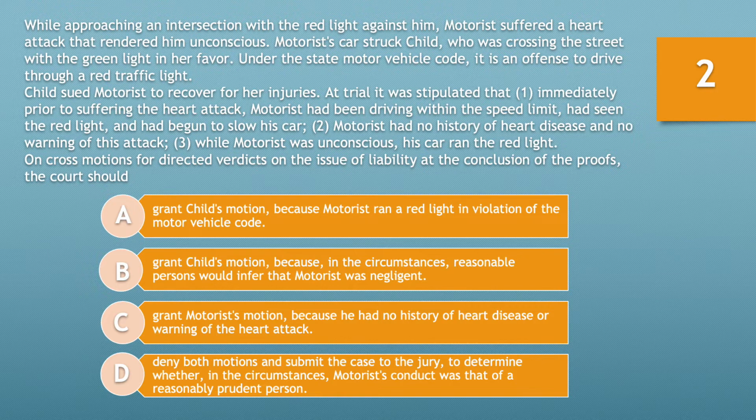On cross motions for directed verdicts on the issue of liability at the conclusion of proofs, the court should A. Grant child's motion because motorist ran a red light in violation of the motor vehicle code. B. Grant child's motion because in the circumstances, reasonable persons would infer that motorist was negligent. C. Grant motorist's motion because he had no history of heart disease or warning of the heart attack. Or D. Deny both motions and submit the case to the jury to determine whether, in the circumstances, motorist's conduct was that of a reasonably prudent person. Take 10 seconds and choose the best option.